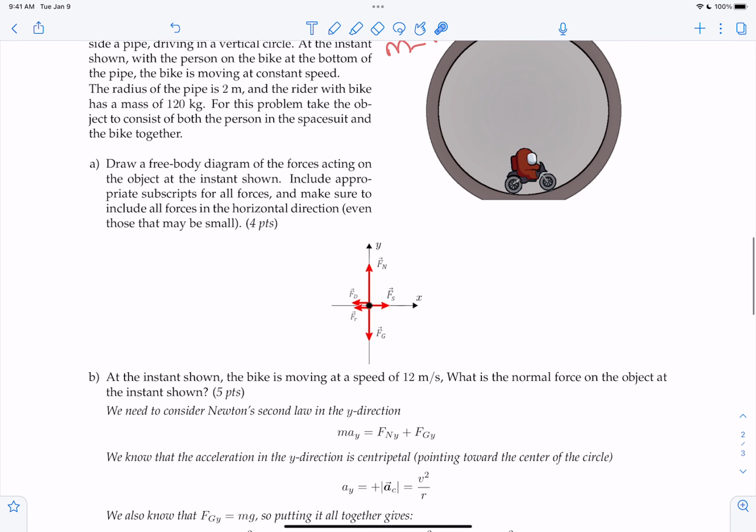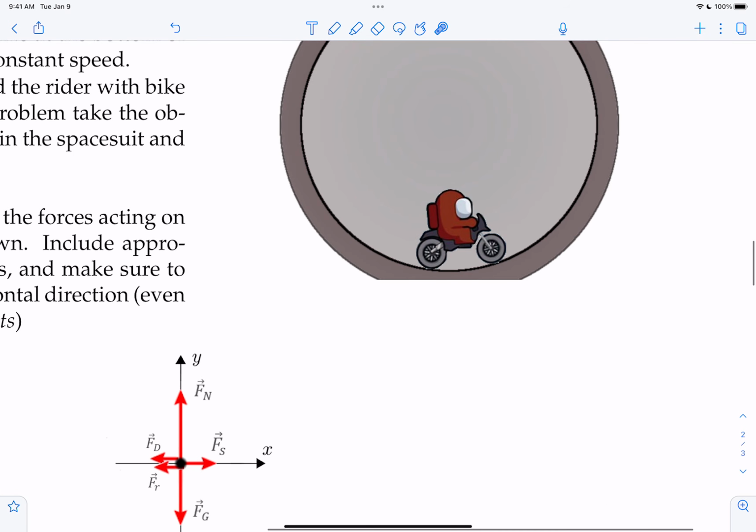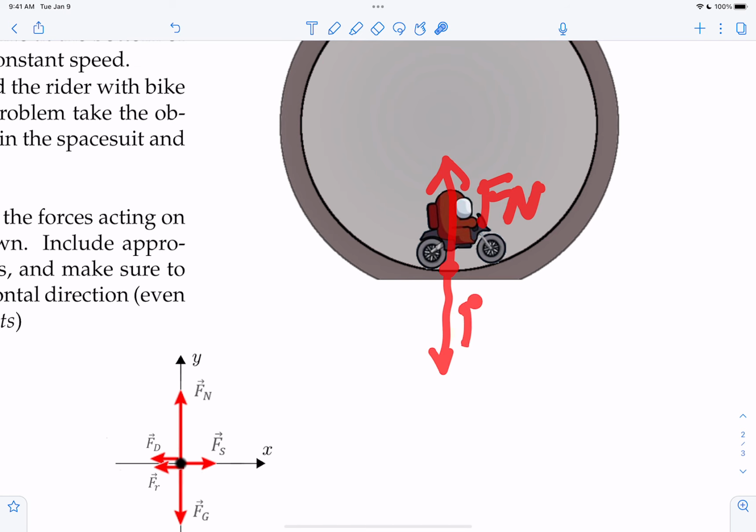And then for part A, they want us to draw a free body diagram acting on the object at the instant shown. And we have to include subscripts and include all forces in the horizontal direction, even those that may be small. This is where they got us, because we weren't sure what all forces they wanted for this free body diagram. But naturally, you have a normal force, right? Normal force that's acting against the weight of the object, or weight of the bike and the person here, right? So normal force here equal to gravity.